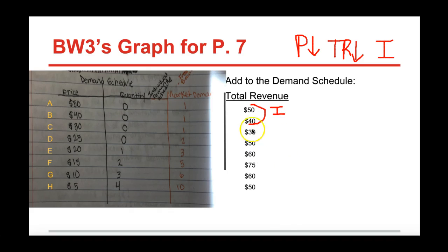All right, let's check out from B to C. From B to C, our price is still going down. Our total revenue is still going down. They're going in the same direction just like the last one, so this is still inelastic.